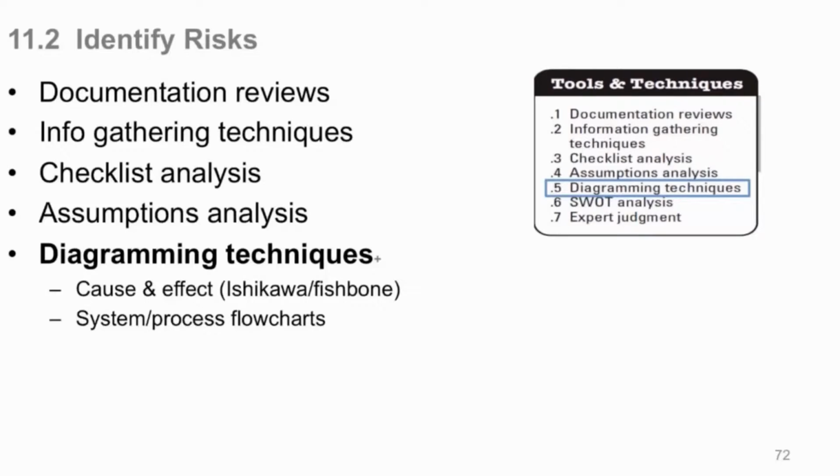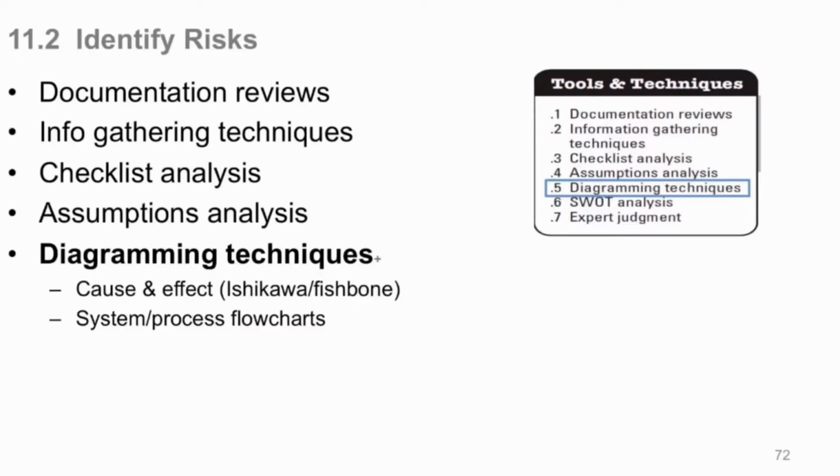You may want to resort to diagramming techniques, and these are very effective to help you identify risk. Cause and effect diagrams, and again, this is another PMBOK term that they could quiz you on. A cause and effect diagram is also called an Ishikawa diagram, also called a fishbone diagram, and we'll see some examples of those. This is a technique where you can map out elements and components of whatever you're looking at and try to identify risks in those things, sort of like a mind map.